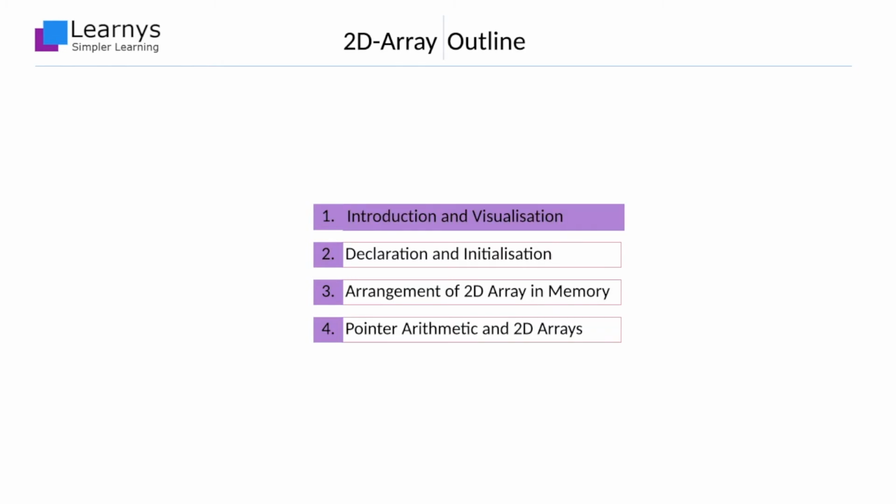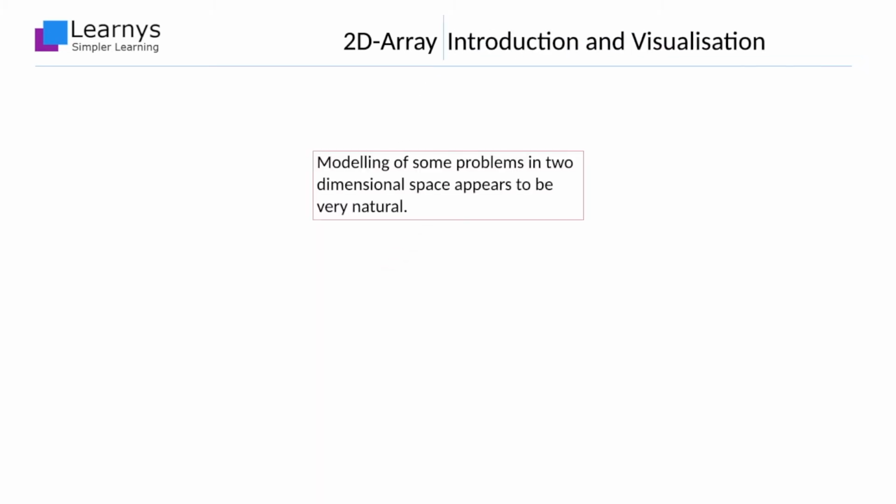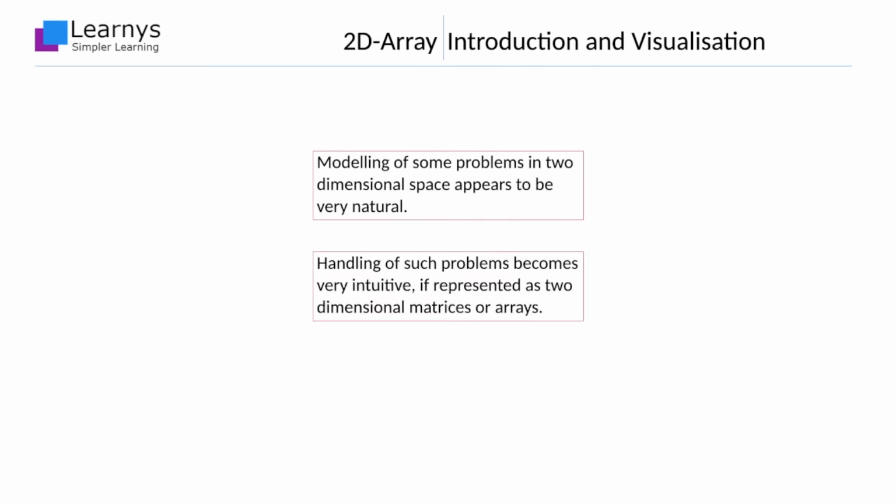Let us start with setting the context and understanding how two-dimensional arrays can be visualized. Modeling of some problems in two dimensions appears to be very natural. For example, images can be modeled as a two-dimensional matrix of their pixel values. Terrains of most of the arcade-based games have a natural two-dimensional arrangement. Handling of data related to such problem statements becomes very intuitive if represented as two-dimensional matrices or arrays. This is the reason that every programming language has provision of two-dimensional arrays in some way or the other. This sets the context for using two-dimensional arrays.